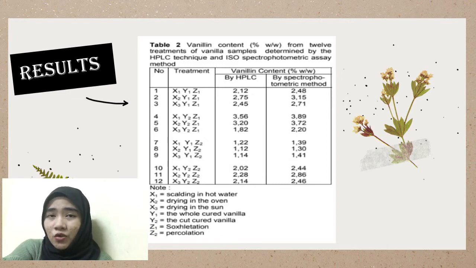The second last data show that X2, Y2, Z2 gain 2.28% by HPLC and 2.86% for spectrophotometry. For the last data, X3, Y2, Z2 gained 2.14% by HPLC and spectrophotometric gained 2.46%. From the result, we can tell that the spectrophotometric assay consistently yielded higher values than the HPLC technique.